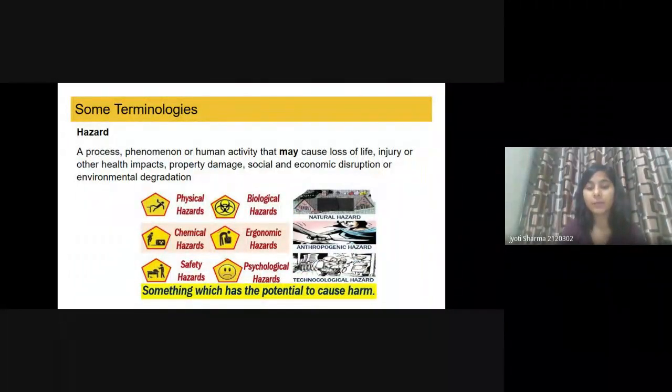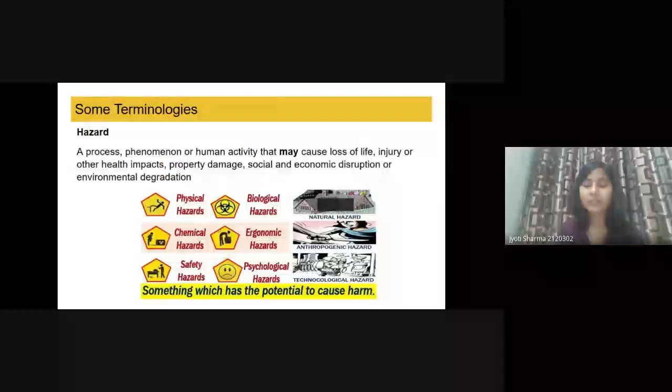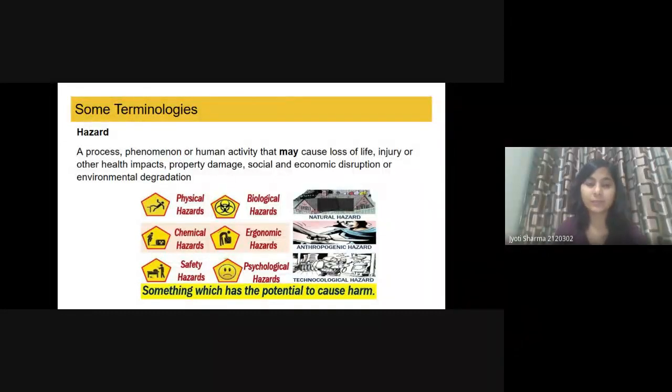Okay, so we have some terminologies before coming back to the disaster. So the hazard: what's the difference between disaster and hazard?